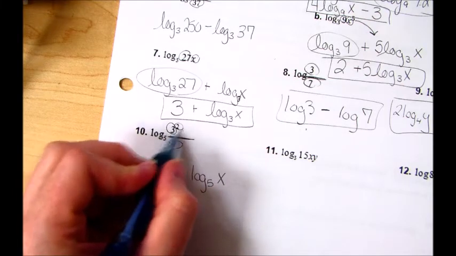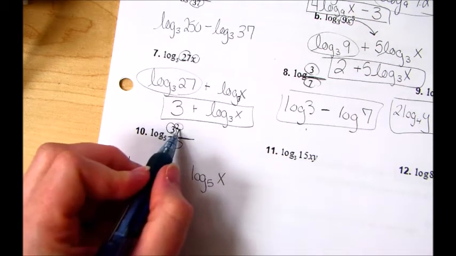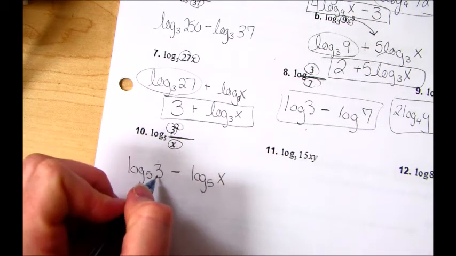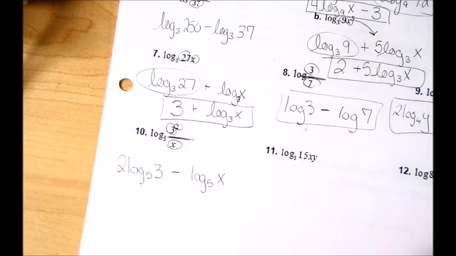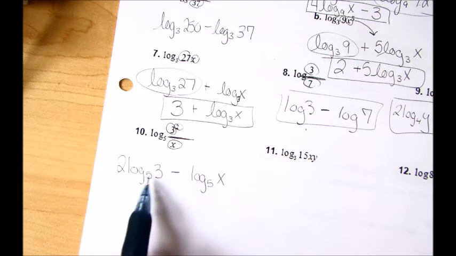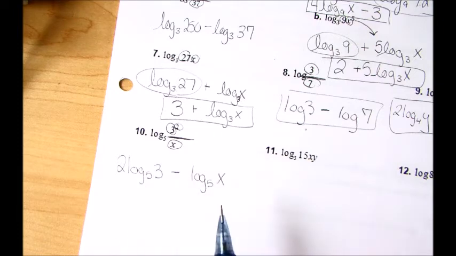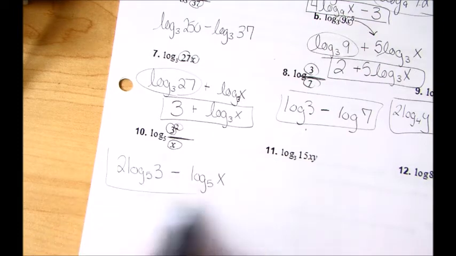This little itty bitty 2 up there is an exponent for the 3. And we know that exponents go down in front. So it goes right there. There is no fancy exponent like 5 raised to any power is 3. So this is done. I can't do any more with it.